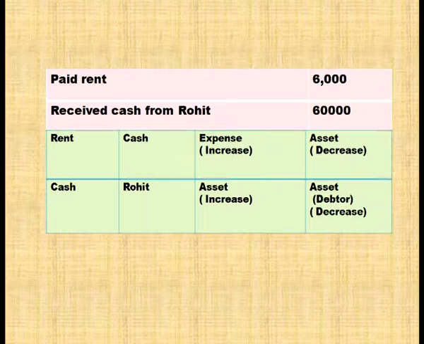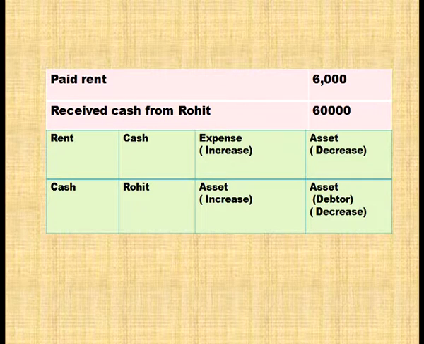Paid rent. Rent is an expense and cash is going from the business. Expense increases, it will be debited. So rent account is debited. Cash is an asset and it is decreasing. So it is credited. Rent account debit, cash account credit. Received cash from Rohit.